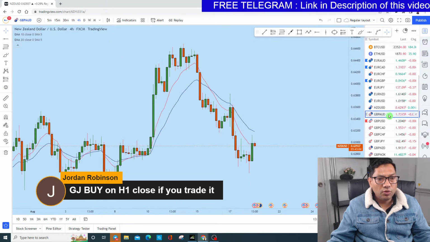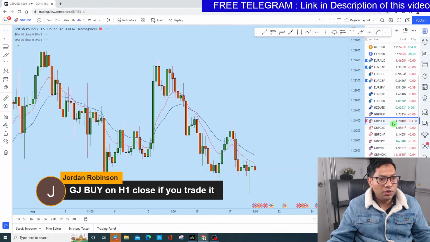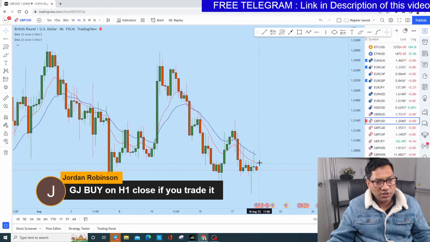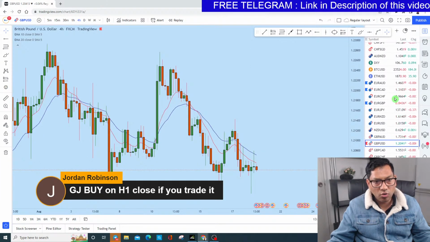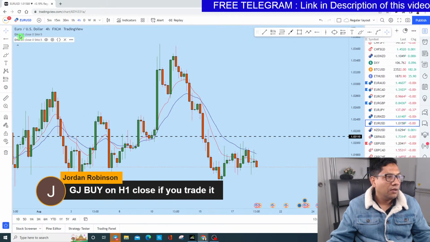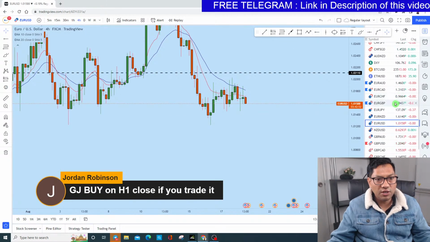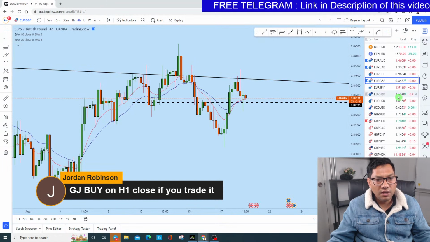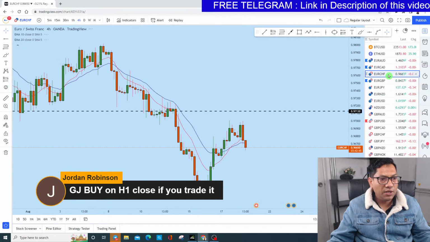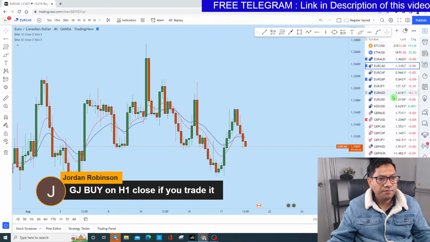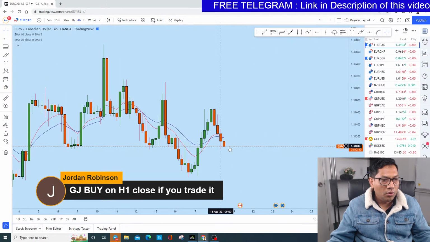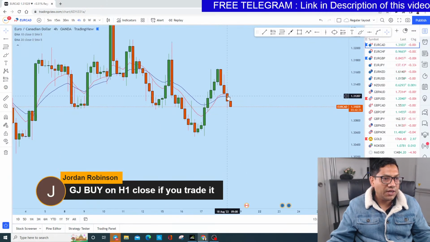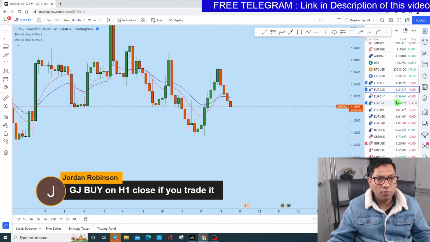NZD USD, GBP AUD, GBP USD, the same thing. We could see an uprise for a retracement, but euro looks weaker than GBP. As you can see, euro GBP is dropping, which means that euro is weaker than GBP. Okay, the same thing, euro CHF, euro CAD. Euro CAD is a very strong sell signal. There is a middleman that has been created after this spinning bar, and we could see a drop on this one.